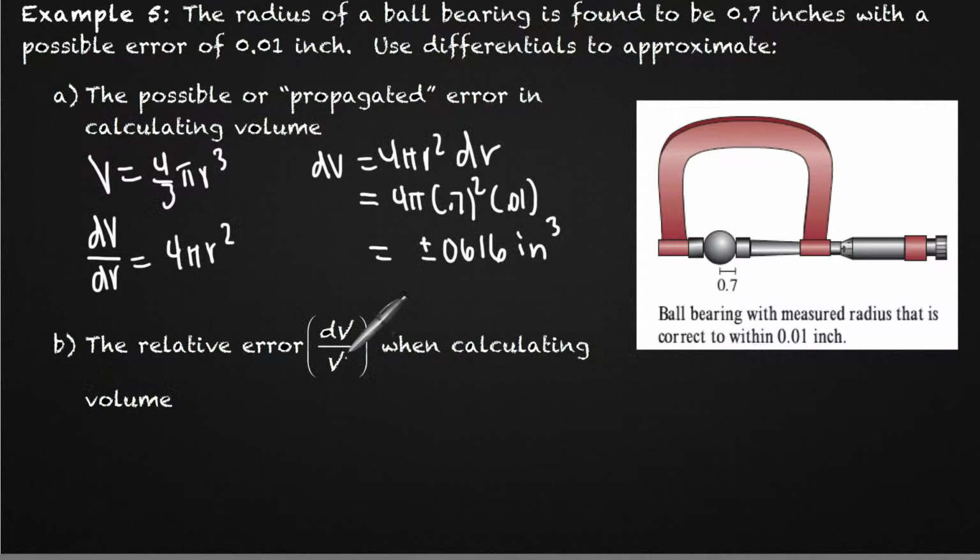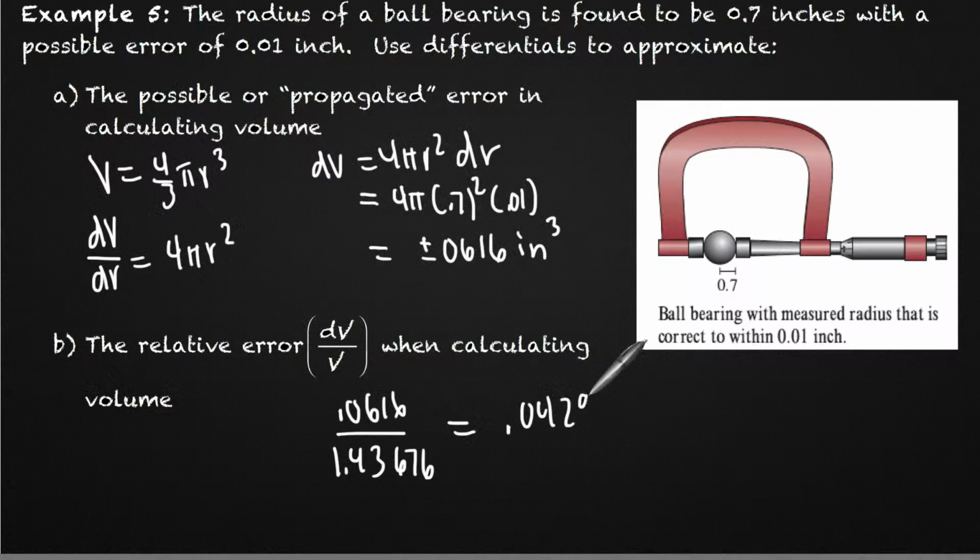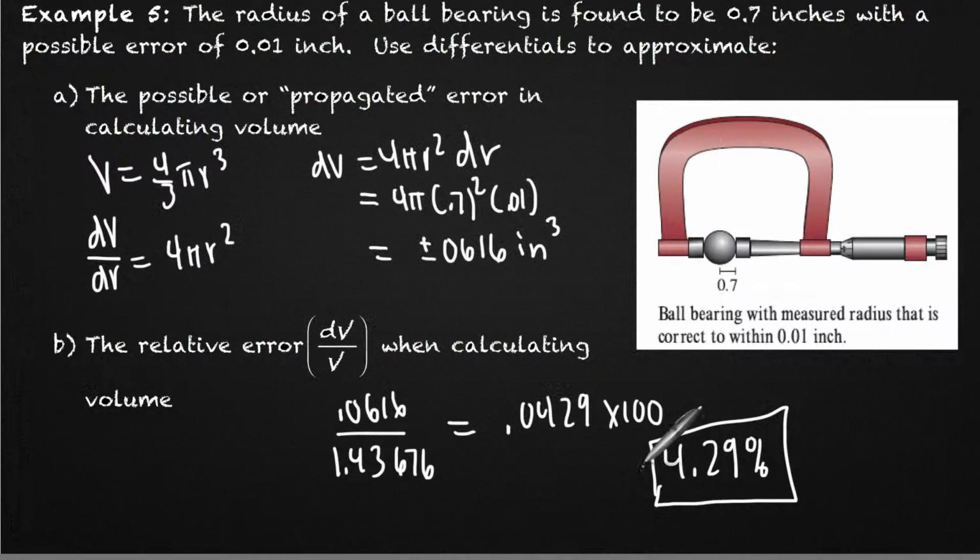Now the relative error is basically when you take dV, which is 0.0616, and you divide it by the actual volume that you would get if you plugged 0.7 directly into this volume formula, and that number is going to be 1.43676. And when we get that on a calculator, that's going to give us 0.0429. And if you multiply that times 100, which is what you want to do in these situations, you'll get 4.29%. So that gives you the error when calculating the volume.